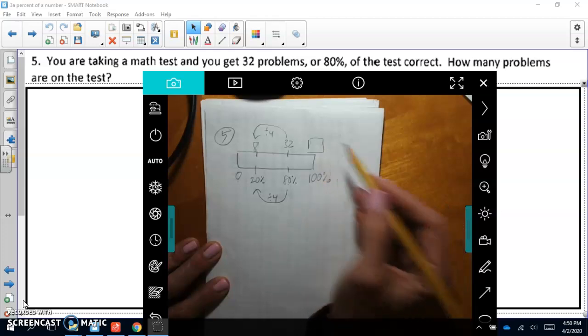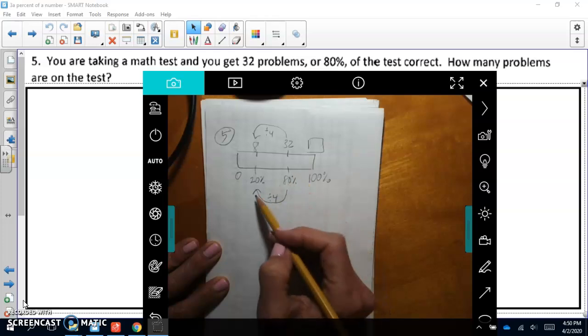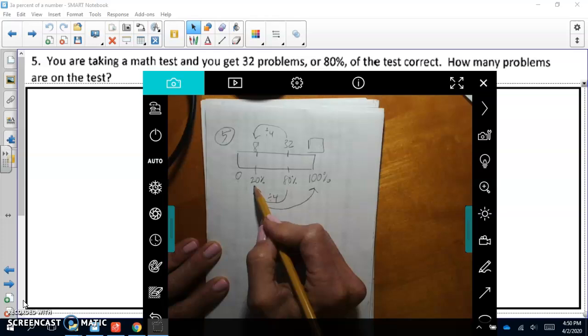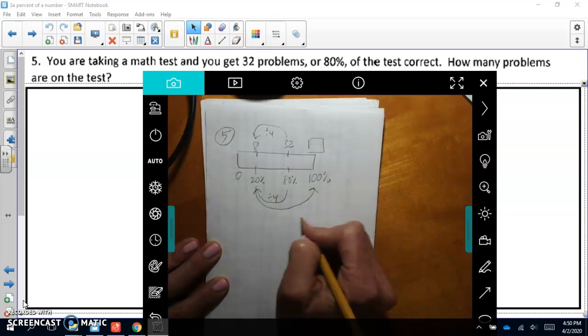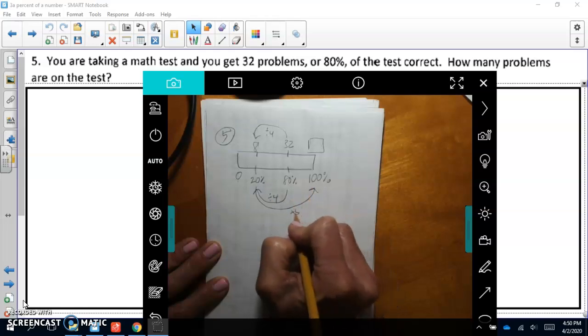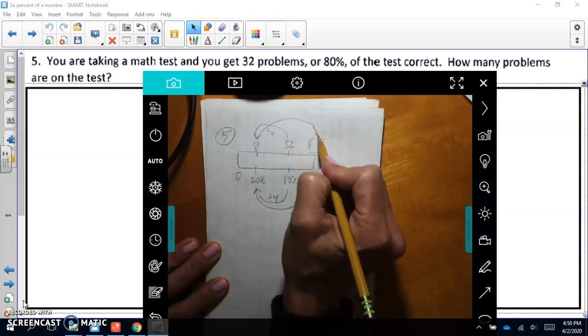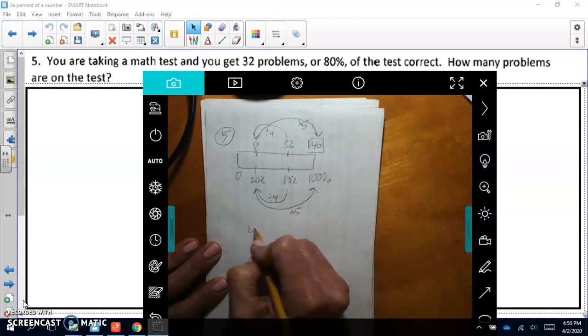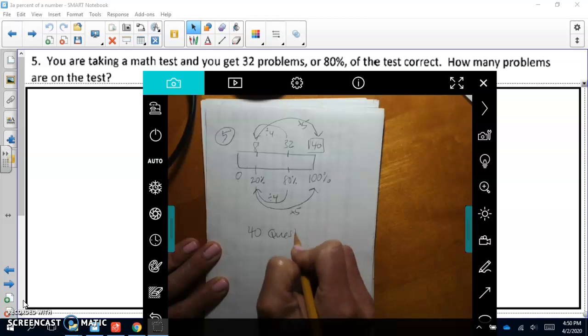So we want to know what the whole test would be. Well, now we got to go down here from 20% and go to 100%. So I think, 20% times what gives me 100? Well, 2 times 5 is 10, and 20 times 5 is 100. So 8 times 5 is 40. There are 40 questions on the test.